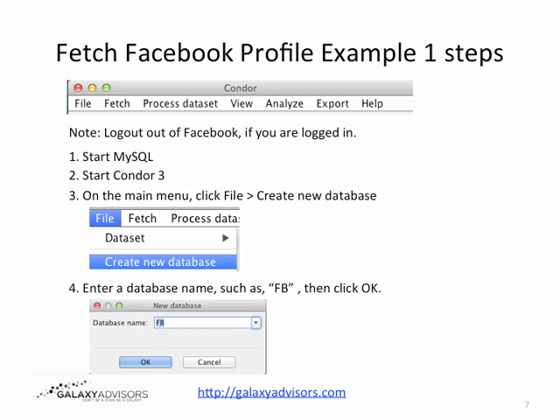So let's begin with the Fetch Facebook Profile, and these are the steps. Again, just a reminder to log out of Facebook if you're already logged in. Start MySQL if it's not already running. Start Condor 3. Then on the main menu, click File, Create New Database. And then step 4, enter a database name such as FB for Facebook or anything you would like. The main thing is to have it as a short name, no spaces, and no special characters, although you can use the underscore. Then click OK.